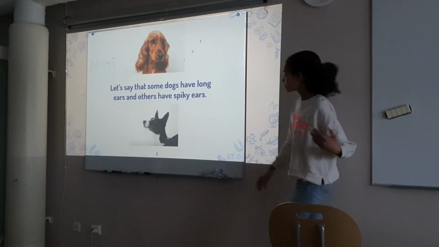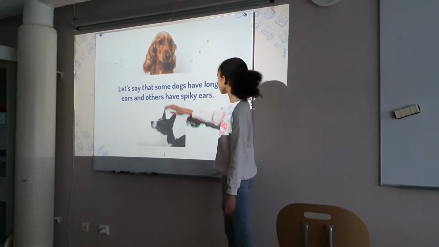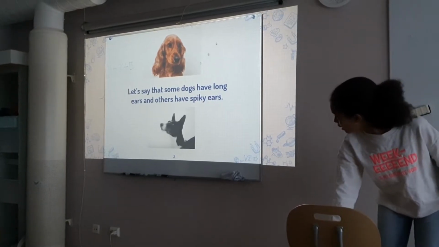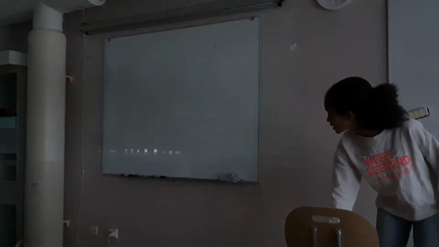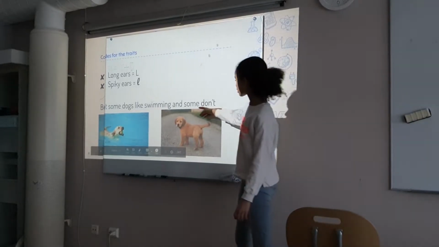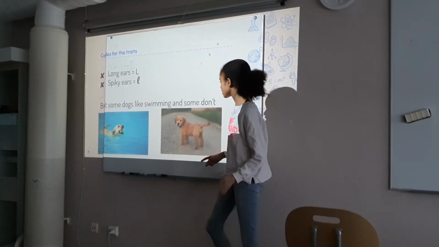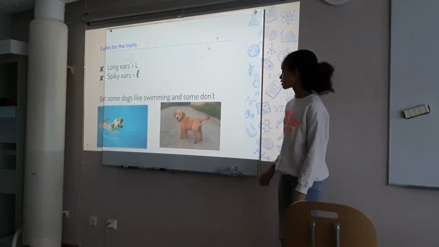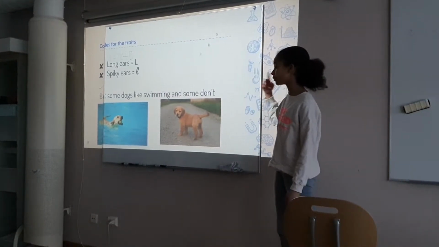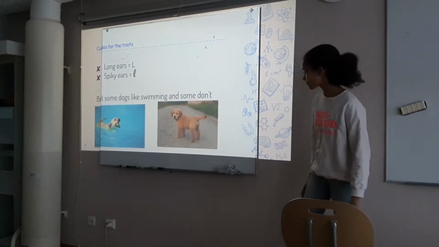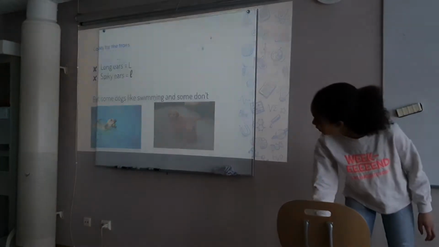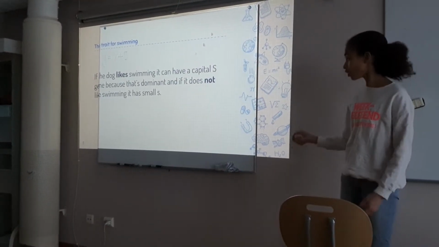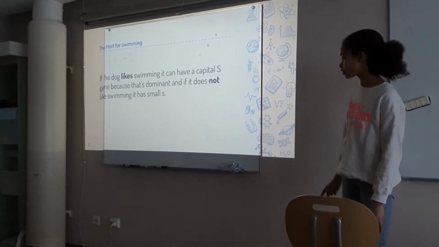So some dogs have long ears and other dogs have spiky ears. That's the first trait that we're going to use. And the second example is that some dogs like swimming and some don't. If the dog has long ears, then it'll have a capital L because it's a dominant trait. And if the dog has spiky ears, then it'll have a small l because that's recessive. For the swimming part, if the dog likes swimming, it's capital S, so that's the dominant trait. And if it does not like swimming, then it's small s, so it's recessive.